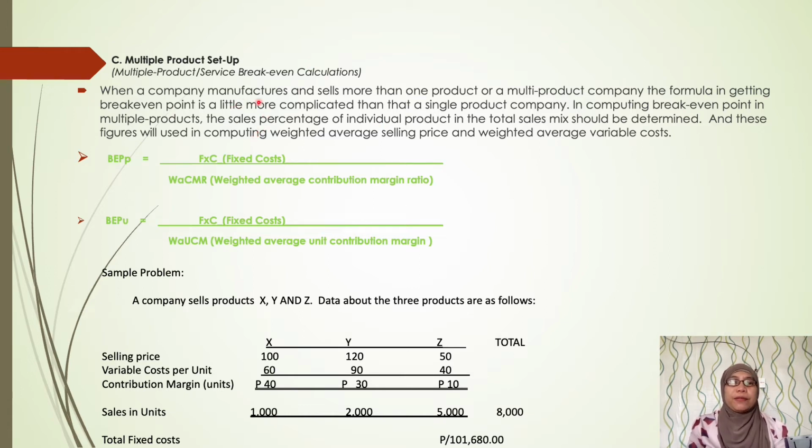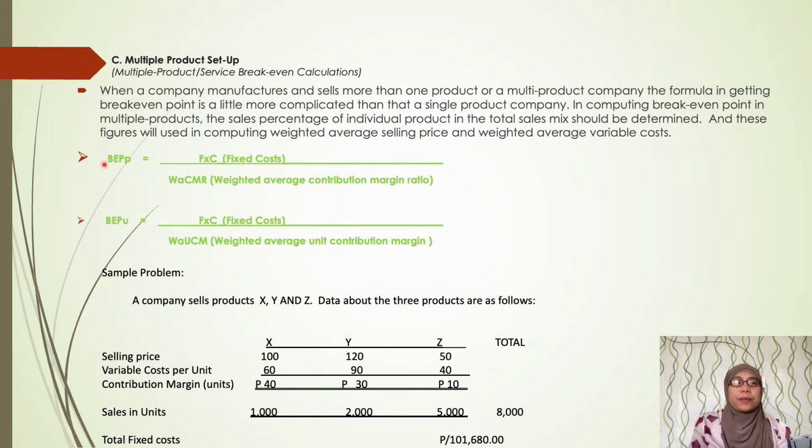When a company manufactures and sells more than one product, or a multi-product company, the formula in getting break-even point is a little more complicated than that of a single product company. Earlier, the computation was easier, but this time it has some complication. In computing break-even point in multiple products, the sales percentage of each individual product in the total sales mix should be determined. And these figures will be used in computing weighted average selling price and weighted average variable cost.